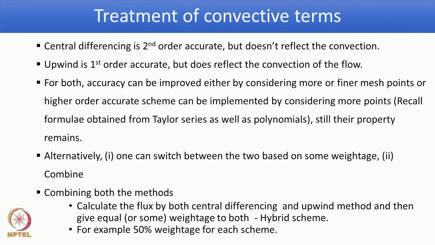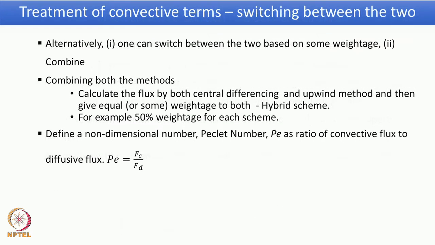Combining both the methods, calculate the flux by both the central difference scheme and the upwind method. Either you can give equal weightage to both, or you can decide the weightage according to the problem. Any one of these methods falls under the category known as a hybrid scheme.